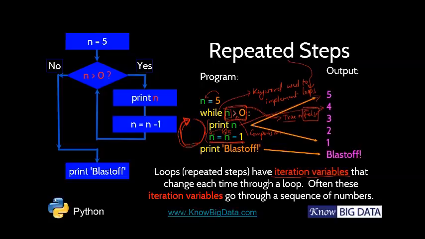Alright, so what happens at the end when n is 1? It goes here, and 1 minus 1 is 0, n is 0, and then this condition becomes false. So this iteration variable changes while running the loop. And again, on the left-hand side, you can see the pictorial representation of this repetition.